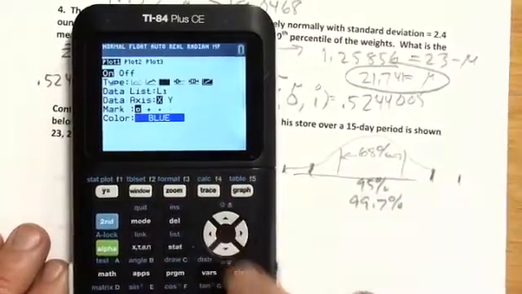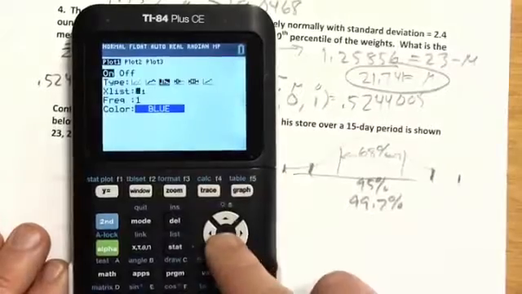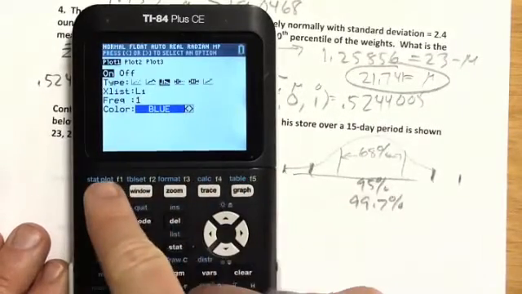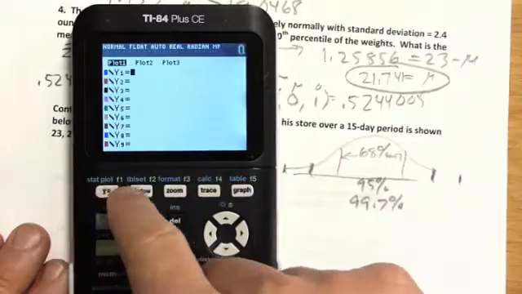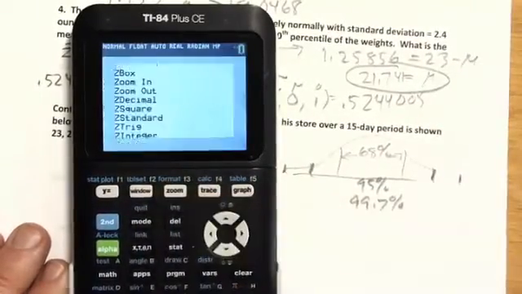The histogram is this one right there. So I enter on that, and it says list one. That's good. Frequency one, that's good. Let me hit my y equals to make sure there's nothing in there that would mess up my graph, and there isn't. So then I just hit graph and then zoom 9.